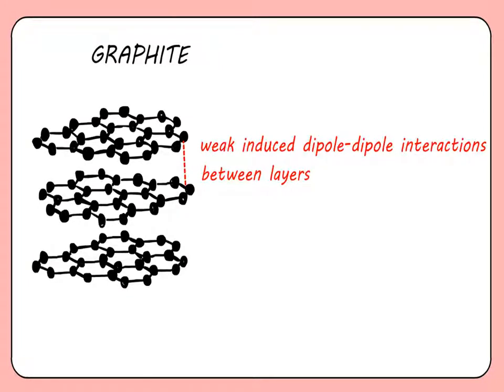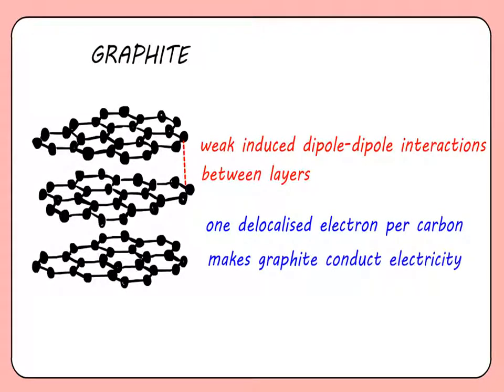Only 3 of the 4 electrons in carbon are used for bonding in graphite. The other electron is delocalized, and this explains why graphite conducts electricity.